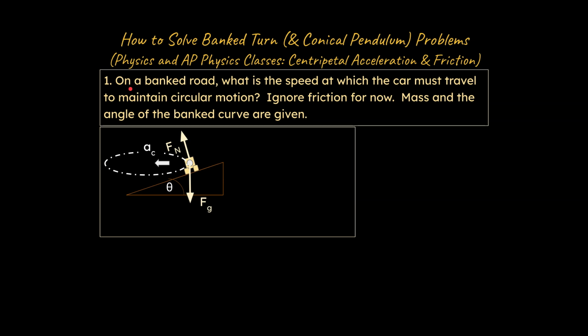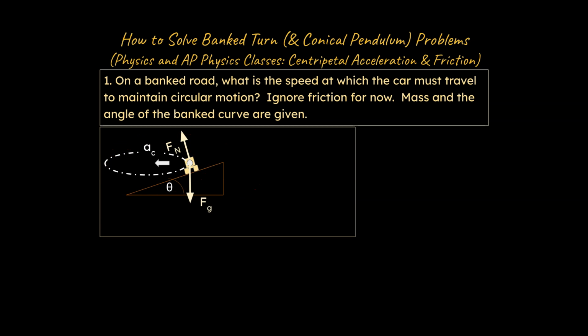So it says, first of all, on a banked road, meaning it's at an angle like this, what is the speed at which the car must travel to maintain circular motion? Ignore friction for now. Mass and the angle of the banked curve are given. Alright, so this is a diagram that I've made for this.